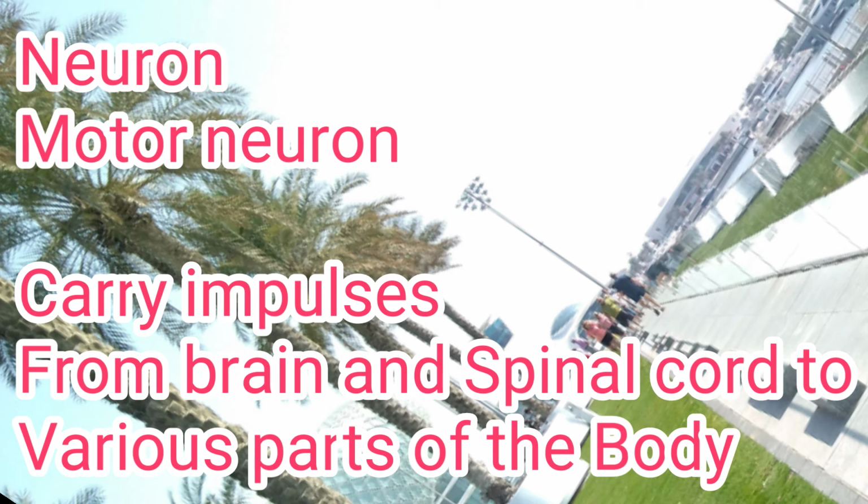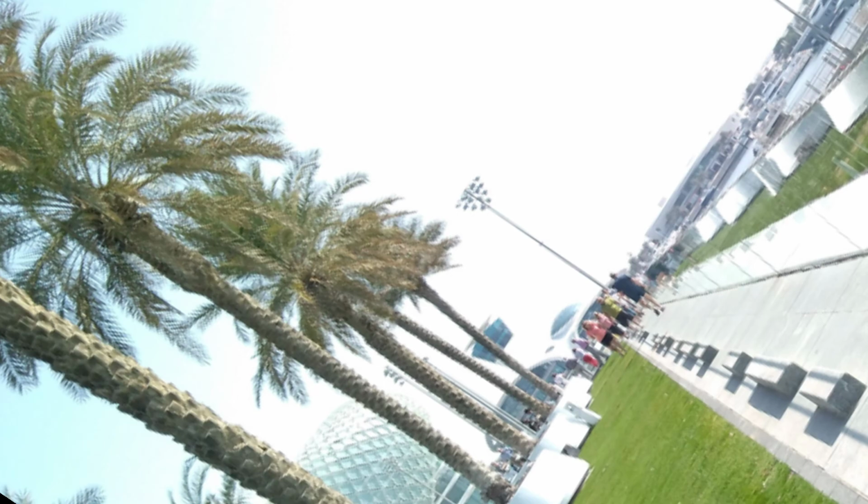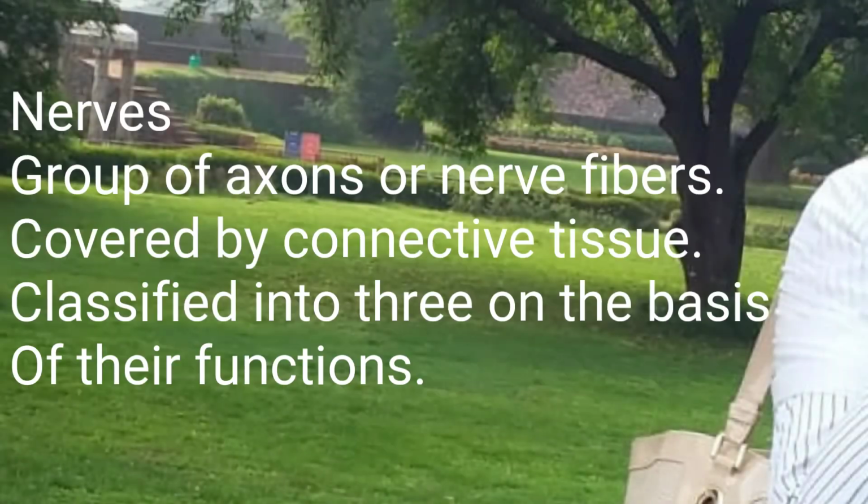So two types of neurons are there, sensory neurons and motor neurons. And moving on to the next question, that is, what do you mean by nerves? And what are the different types of nerves?